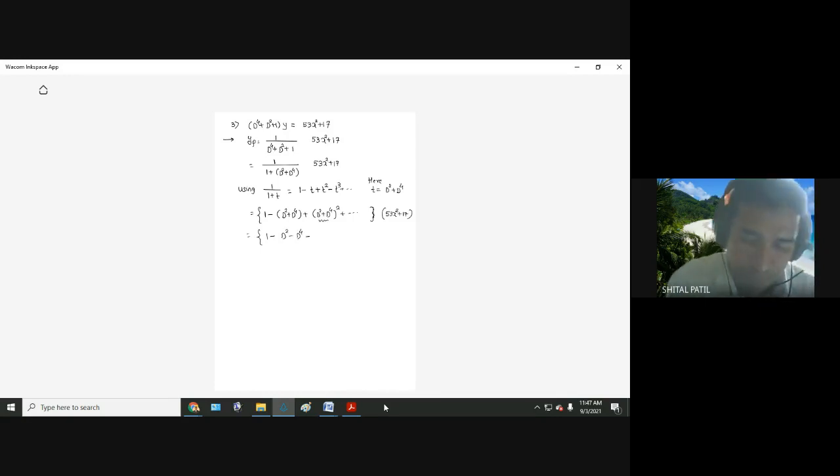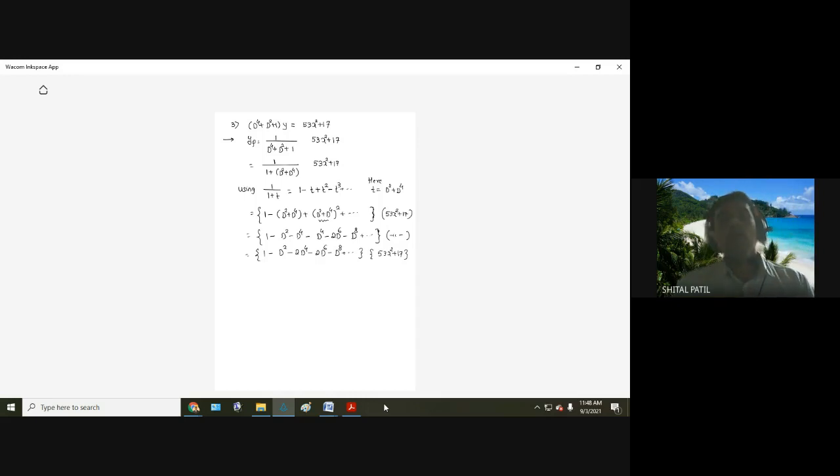What is the square of this? A plus b whole square: A square plus 2ab plus B square and so on. Perhaps we know this much maths. To be operated on this term. So 1, write them in ascending order: D square, minus 2D raised to 4, minus 2D raised to 6, D raised to 8.